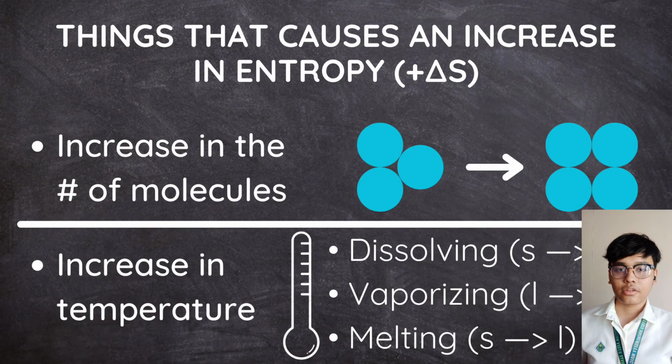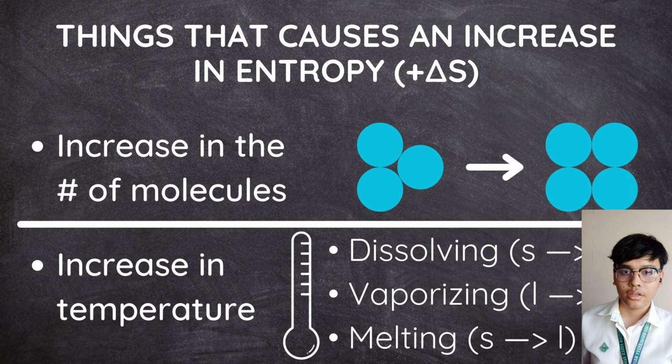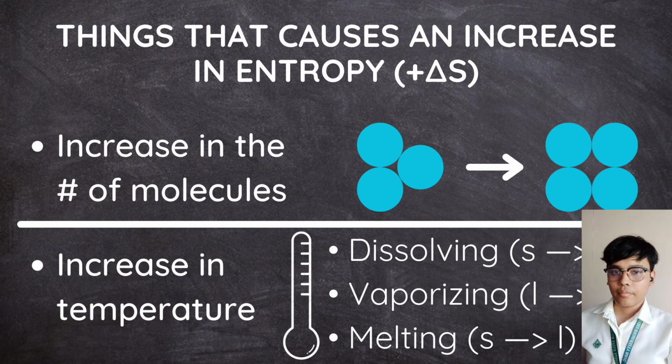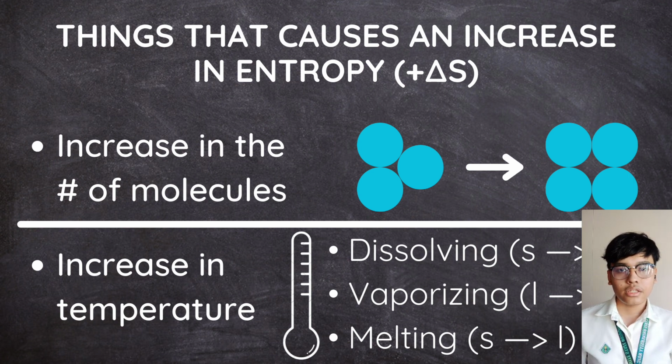Next are the factors that affect the changes in entropy. The first are the factors that increase entropy. We have the increase in the number of molecules. In the example, we have 3 molecules in the reactant and 4 molecules in our product. So we have increased the number of molecules from reactant to product by 1 molecule.